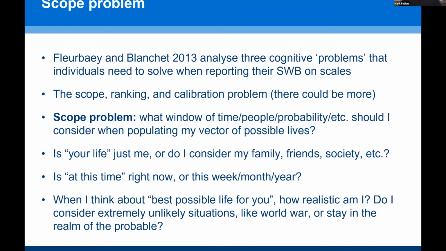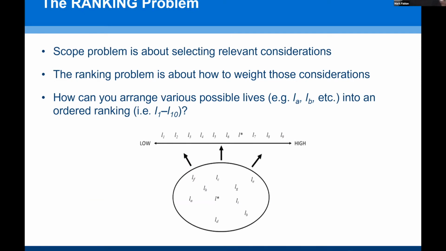And then finally, in terms of something like Cantril's ladder of life question, which asks you about your best possible life and worst possible life, how do people think about possible in that context? So do they consider extremely unlikely situations like being in a world war, or do they really stay in the realm of the probable? So if the scope problem is about selecting relevant considerations for what you're going to populate your vector with, the ranking problem is about how you weight those considerations. So if you consider both how your family's going and how society is going, what's the relative balance between those two things?